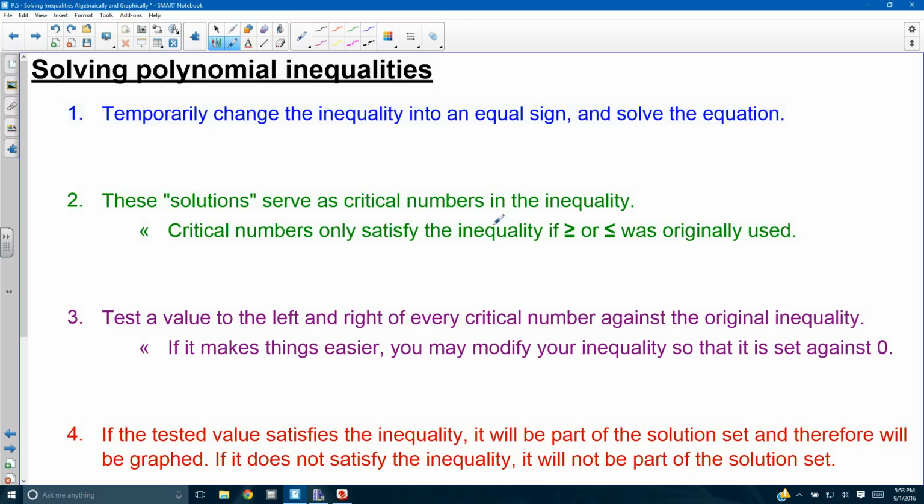Critical numbers only satisfy the inequality if greater than or equal to or less than or equal to was originally used. So if you do greater than or less than, then the critical number is not going to help represent a true statement for your inequality. But if it's also equal to, then it will. We'll make sure to see that when we do a test. Okay, when you get a critical number, you have to test a value to the left of it and to the right of it because you need to see which sets of critical numbers satisfy your inequality.